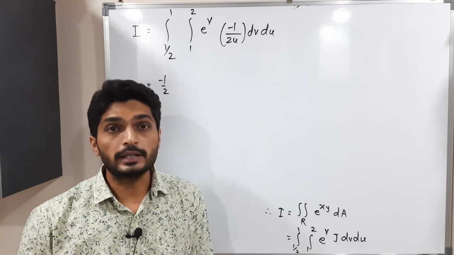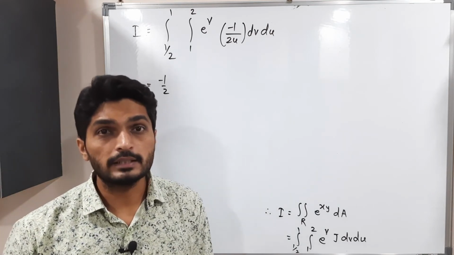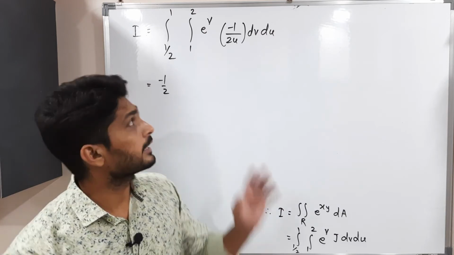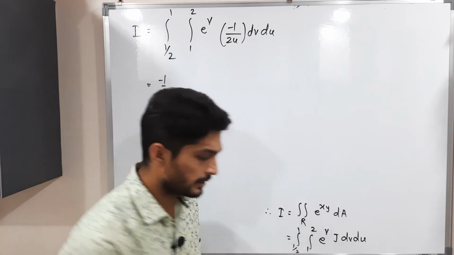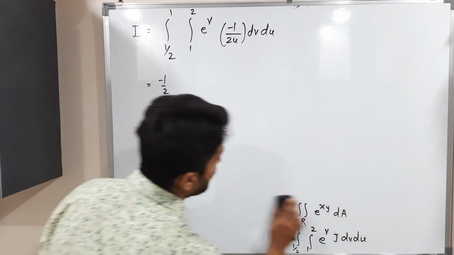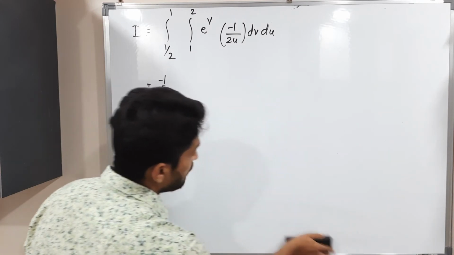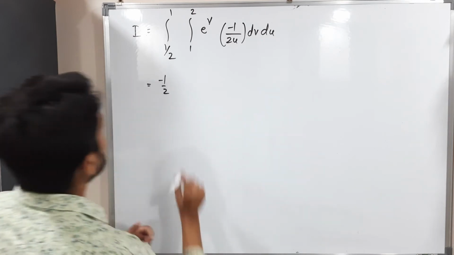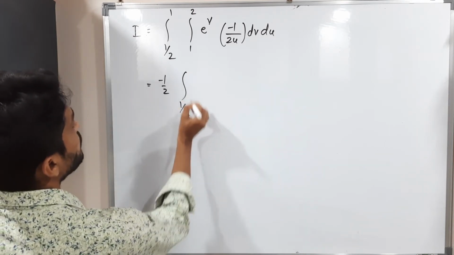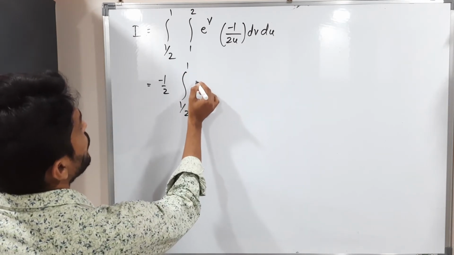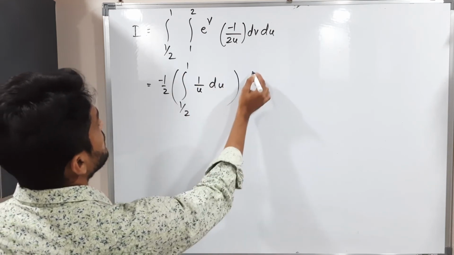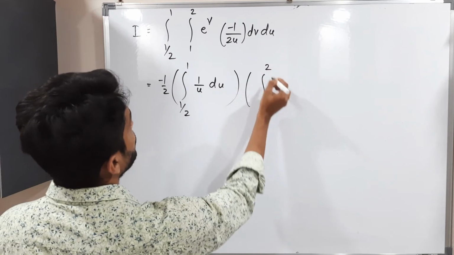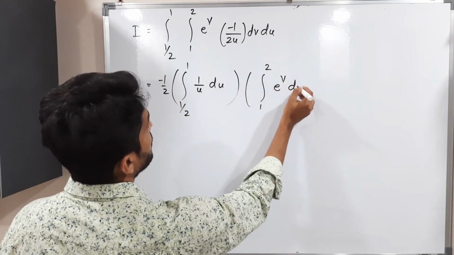See, fortunately, limits of both these integrals are constants, and there is no addition or subtraction, so we can take separate integrals. But before that, I will remove this part. It is not required now. So we'll have more space to solve this problem. So integration 1 by 2 to 1, right? So 1 by u du, and the next integral is integration 1 to 2 e raised to v dv.